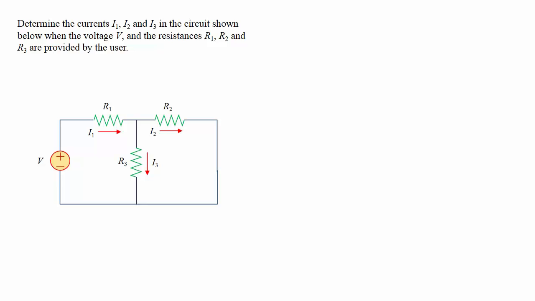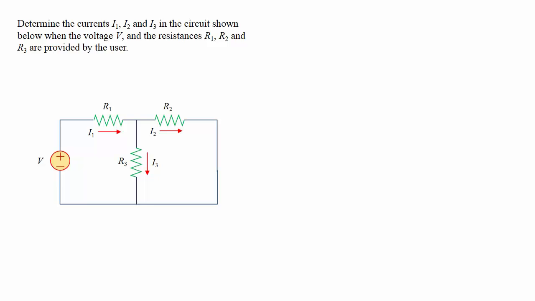Let's look at this very simple circuit analysis example. We have a circuit with a voltage power source with V as the voltage output and 3 resistors connected as shown. The resistors have resistances R1, R2, R3 respectively. Those are known parameters provided by the user, and we need to determine the 3 currents I1, I2, I3 that flow through these 3 resistors respectively.